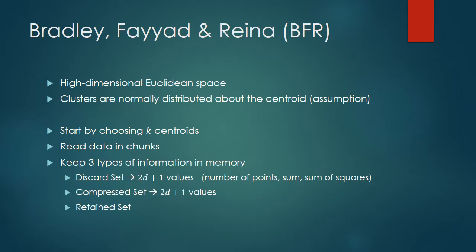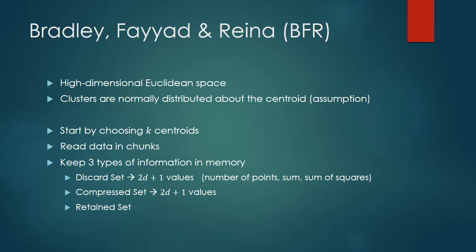Okay? For the cluster representations, they are keeping three different kinds of information in memory. One is the discard set. This has 2d plus 1 values. So the 2d plus 1 is the number of points, the sum, and the sum of squares along each dimension. The plus 1 is for the number of points, and for the sum and sum of squares, they keep each dimension independently, and they keep the values along each of those dimensions separately.